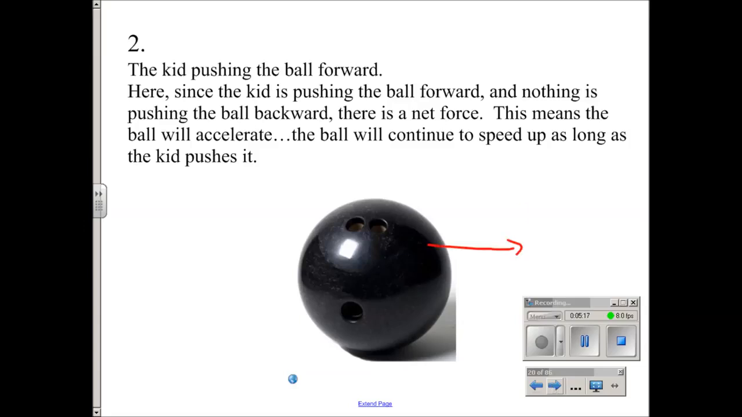So here's the force of the kid. All right, there's no other forces on it, right? So in this one, the net force is whatever the force of the kid is. Let's say, I don't know, maybe he pushes it with 20 newtons. I made that number up. So that means that our net force is going to be 20 newtons, right?